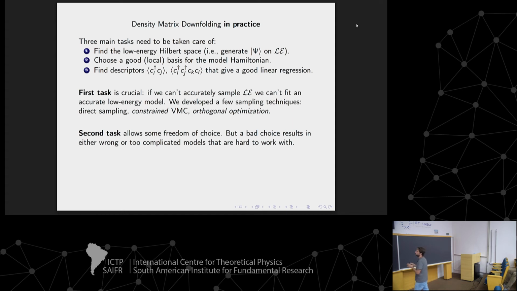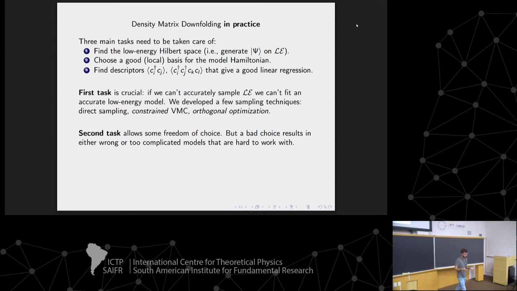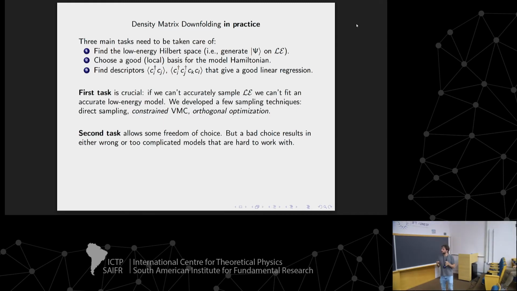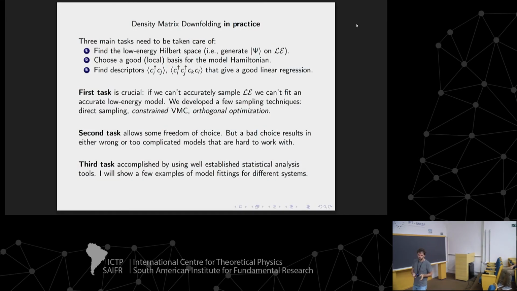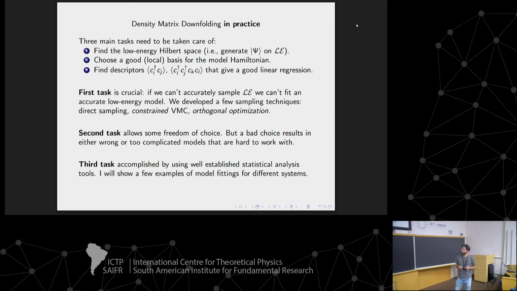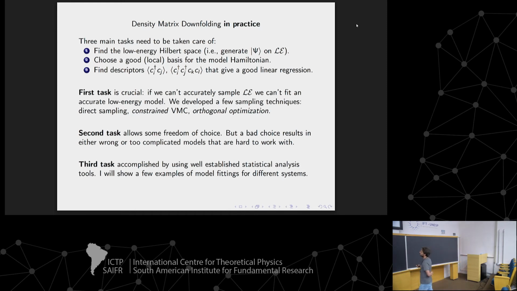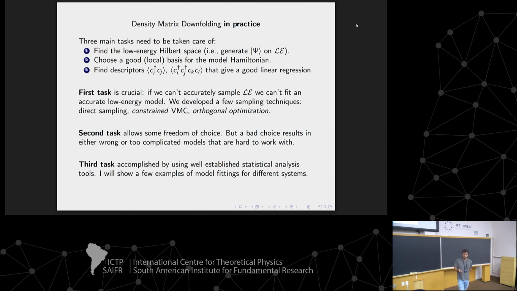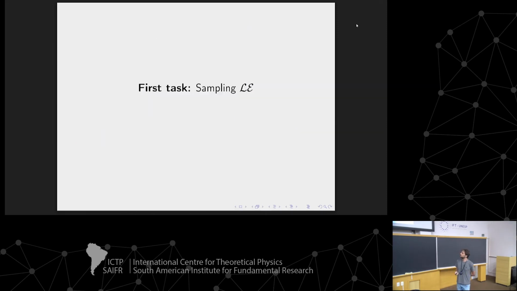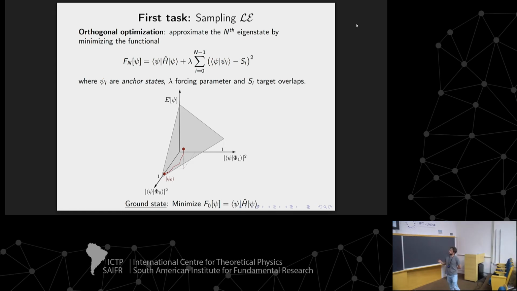The second task, finding a good basis: we have some freedom of choice in choosing that basis, but it's important to choose a good basis, otherwise our effective model is going to be very complicated with many, many terms, and we won't be able to do anything with that, okay? So we have to be careful in doing that, and many times use physical intuition to make that choice. And the third task, we can accomplish with well-established statistical analysis tools, and I'm going to show you some examples of good fits.